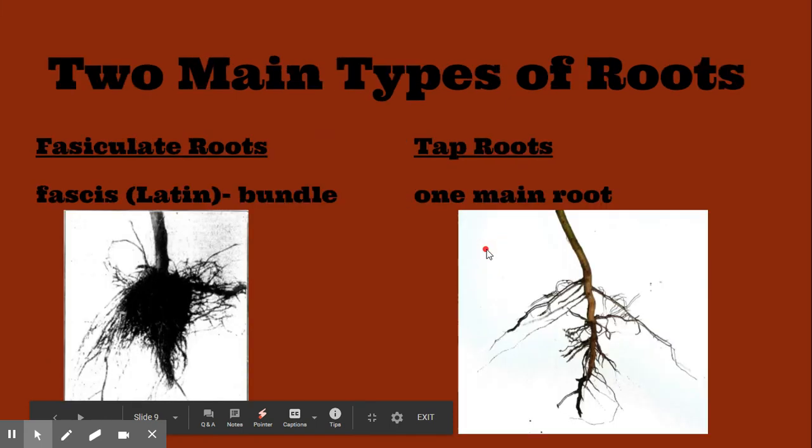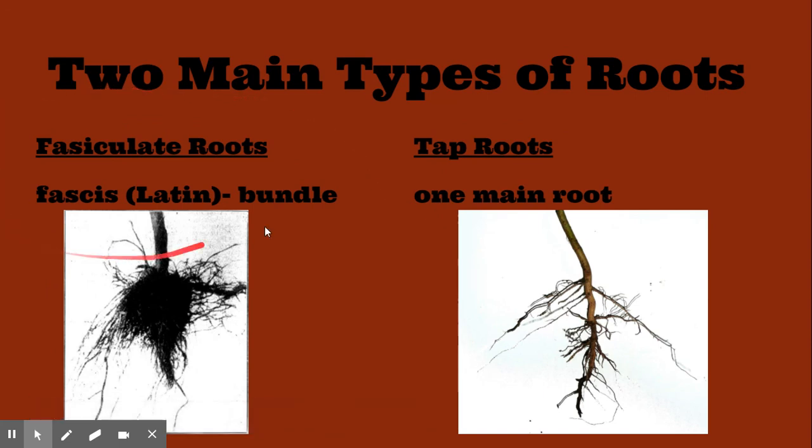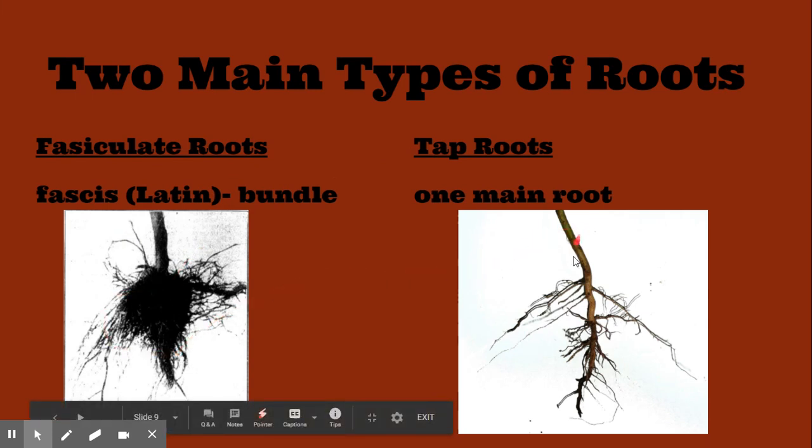There are two main types of roots, fasciculate roots and tap roots. Fasciculate roots create a bundle-like shape, and a taproot is one main root that goes all the way down to get its water.